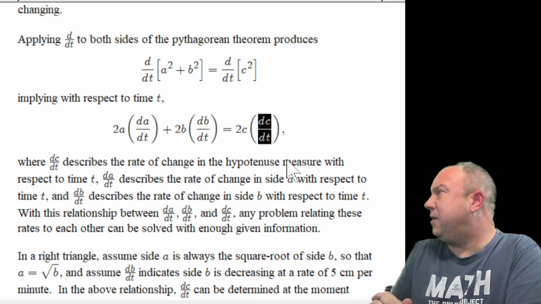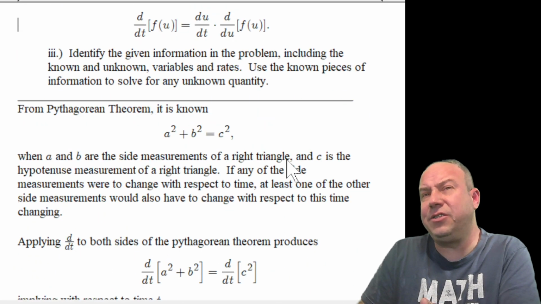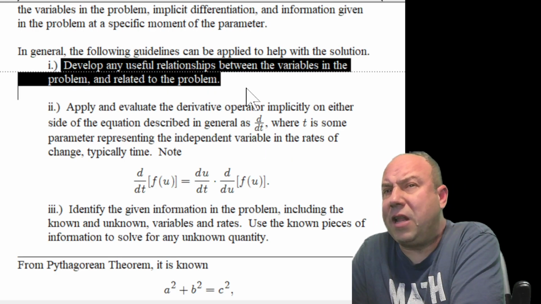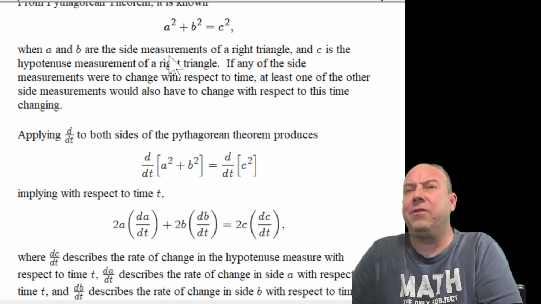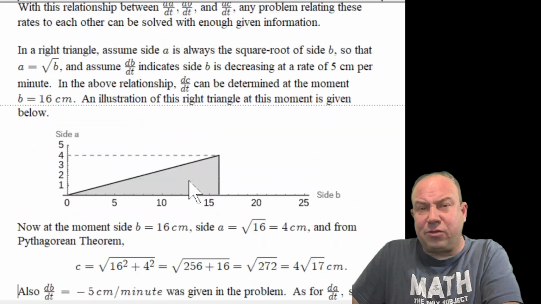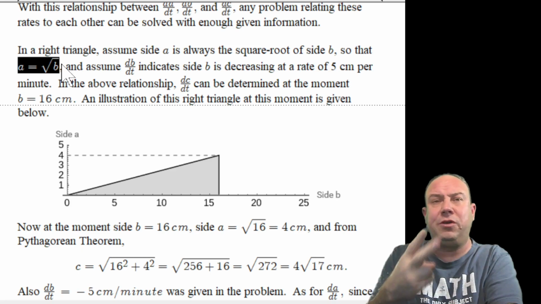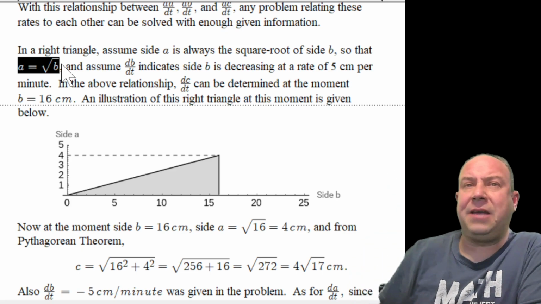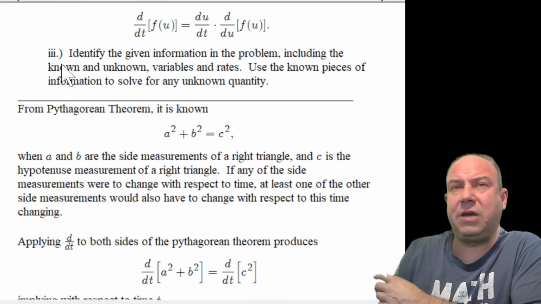This is called a related rate problem. These are all solved in general using these guidelines above. You develop a couple of useful relationships between the variables in the problem. Down here, our Pythagorean theorem was a useful relationship. And the other useful relationship was this one right here, where A was equal to the square root of B. These were two useful relationships between the side measurements of A, B, and C. Develop those first, or acknowledge them.